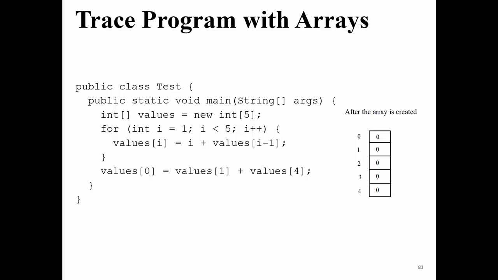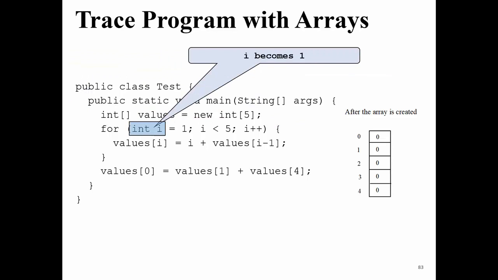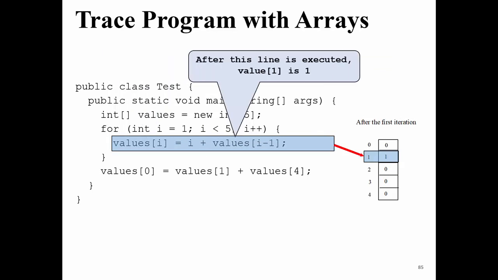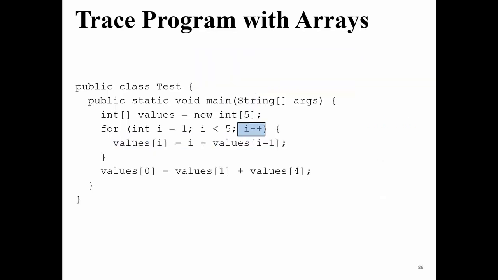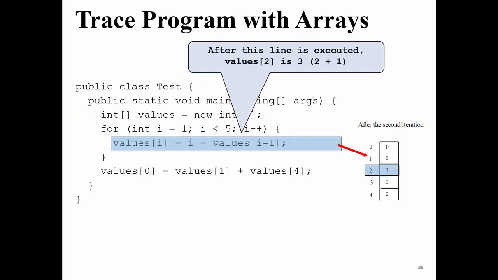Okay, let's trace the execution. We start by defining the array. Then we initialize I to 1. Then I is less than 5? That's true. We go inside the for loop. Then I plus the value at I minus 1. That becomes element 1 equals 1. We increment by 1. Then we check the condition, still valid. Let's go back again to the loop. We have I plus, I in this case is what? 2. 2 plus 1 is 3.